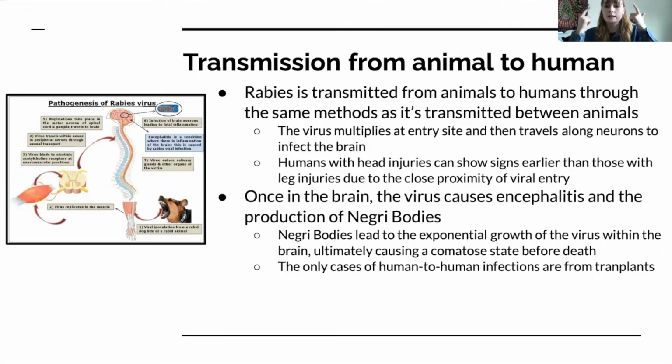And that's where the virus will then leave your brain and travel into your salivary glands. And that's where it becomes active for transmission. And then there's these Negri bodies, and that's going to be the body of the cell, in the nucleocapsid, and that's what will start to multiply and lead to the exponential growth of the virus within your brain. And an interesting thing is the only cases of human to human transfer are through infections through transplants. So there's no actual recorded cases of humans biting other humans and transferring the disease. It's only through transplants. So the most common way is being bitten by an animal that hasn't been treated with the rabies vaccine, and that's how most people will get it.